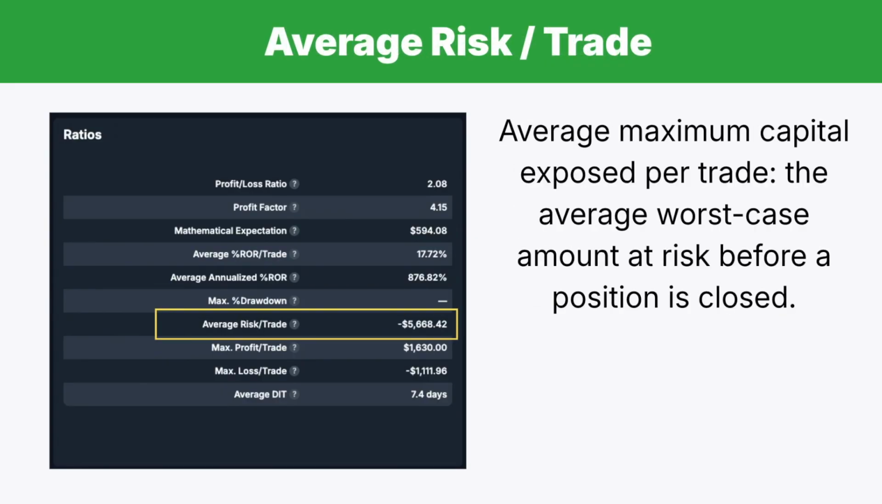The average risk per trade tells you how much capital you're putting on the line, on average, each time you open a position. The negative value reflects that this is an exposure figure, not a gain. In this case, an average maximum exposure of $5,668.42 per trade. Knowing this number helps you size your positions consistently and manage your overall portfolio risk.